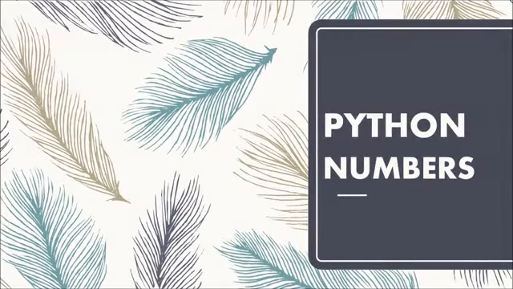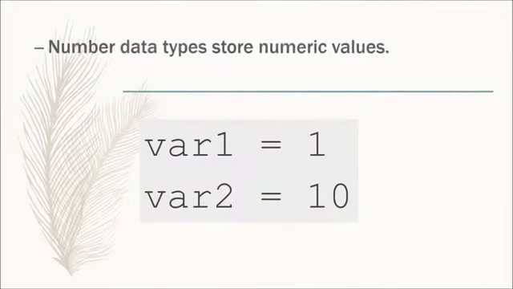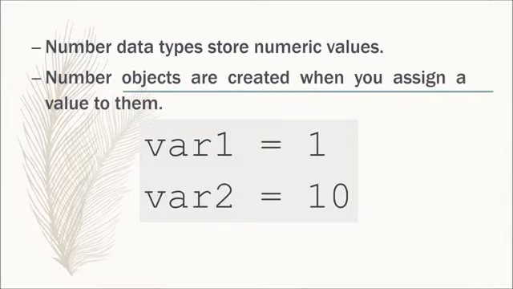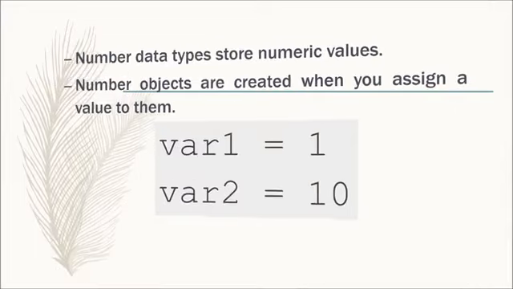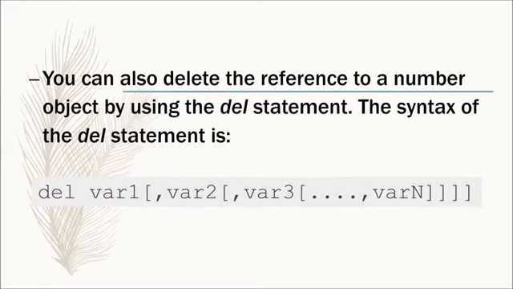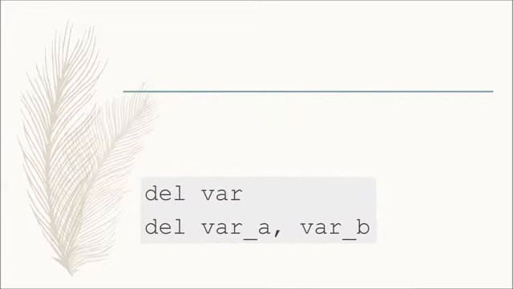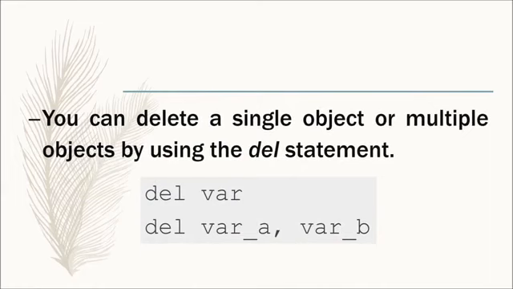Now let us start with the Python numbers. Number data types store numeric values, and number objects are created when you assign a value to them. For example, var1 equals 1 and var2 equals 10. You could also delete a reference to a number object by using the del statement. The syntax of the del statement is del var1[,var2[,var3[....,varN]]]. Here, you could delete a single object or multiple objects by using the del statement, and you'll be seeing that here on the right.